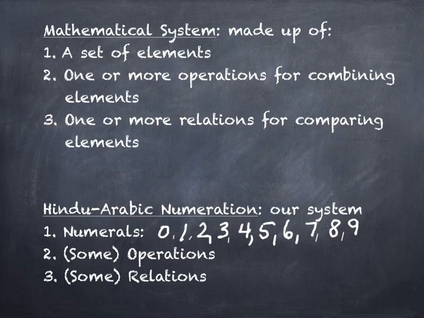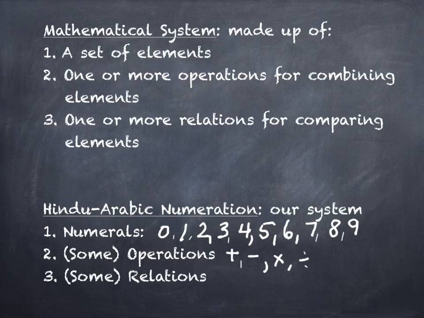We're going to list some of our operations and some of our relations. So what are some of the ways in which we combine numbers in our numbering system? Addition's one. What else? Subtraction, multiplication, and division. Those are our 4 basic operations. There are others, but those are the 4 that we start out working with in elementary school.